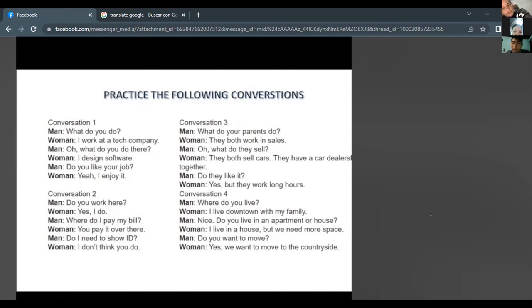Where do you live? I live downtown with my family. Nice. Do you live in an apartment or house? I live in a house, but we need more space. Do you want to move? Yes, we want to move to the countryside.